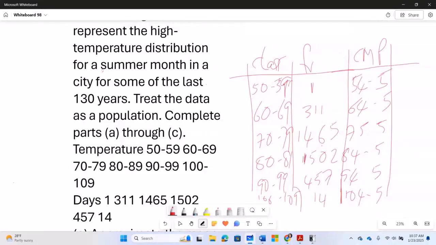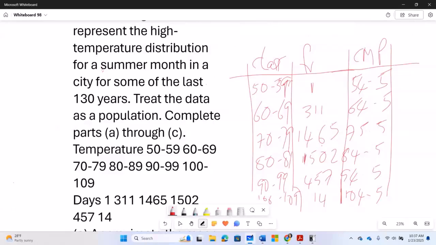So remember, step one, copy the diagram or the classes given to you and make it horizontal. And make sure you copied it right. Make the frequency vertical again, from horizontal to vertical. Then the second step is to find the class midpoint of each class.